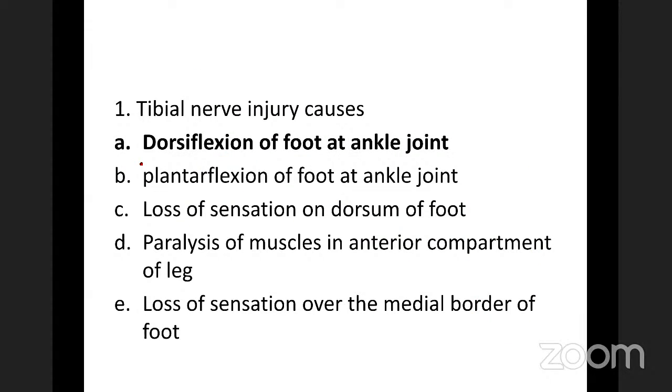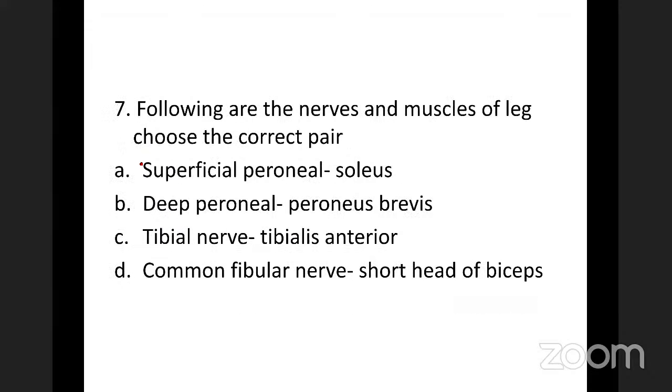Any doubts, students? Now, following are the nerves and muscles of the leg, choose the correct pair. Superficial peroneal nerve supplying soleus, deep peroneal nerve supplying peroneus brevis, tibial nerve supplying tibialis anterior, common fibular nerve supplying short head of biceps.